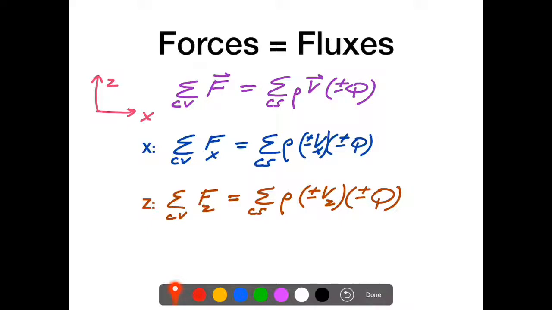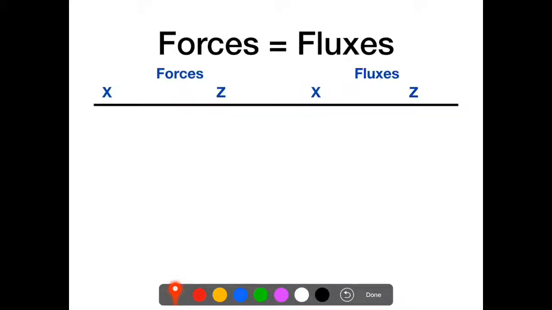The equations that we're going to end up plugging things into, there's actually two equations, one equation for each component of our coordinate system, x and z. We're going to add up all the forces in the x direction, and we're going to set it equal to all of the fluxes in the x direction, and we're going to do the same for the z. Okay, so watch how this works.